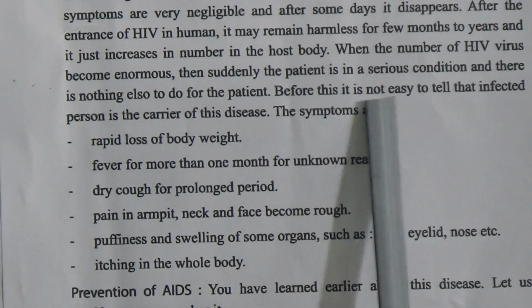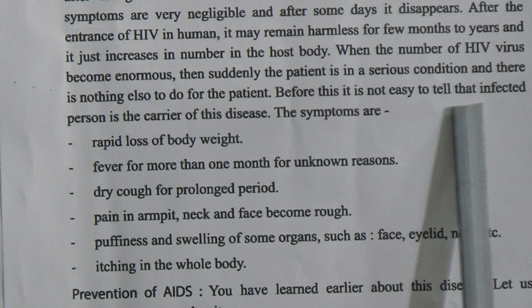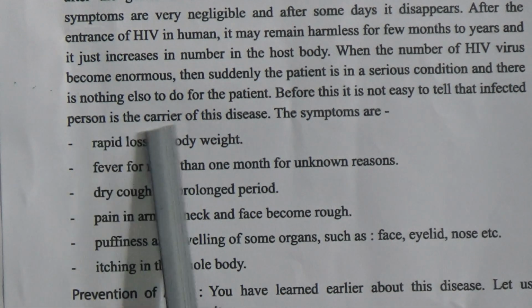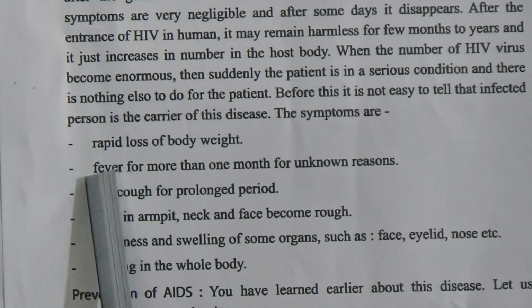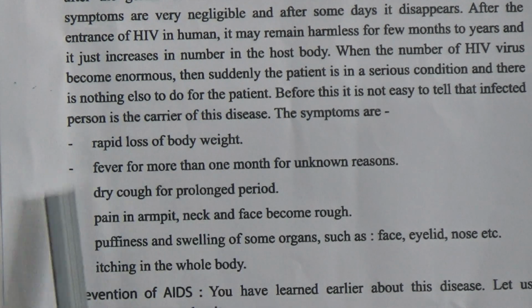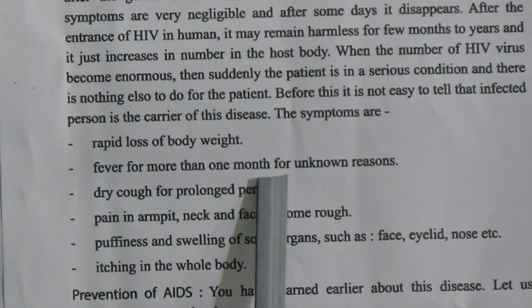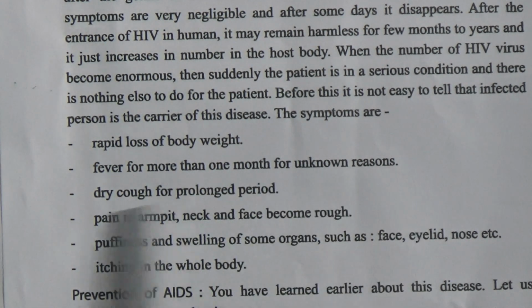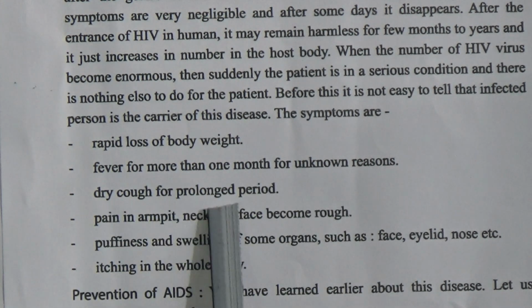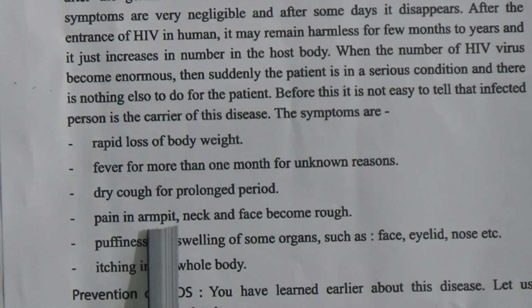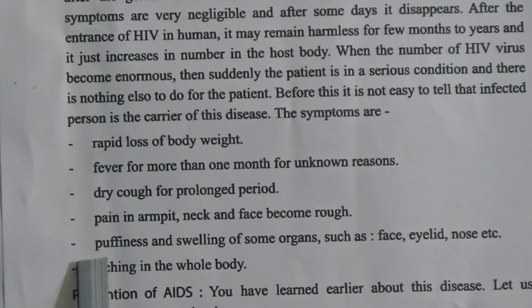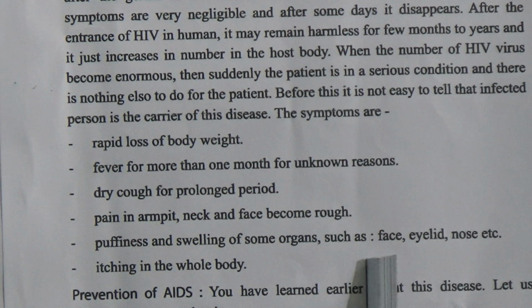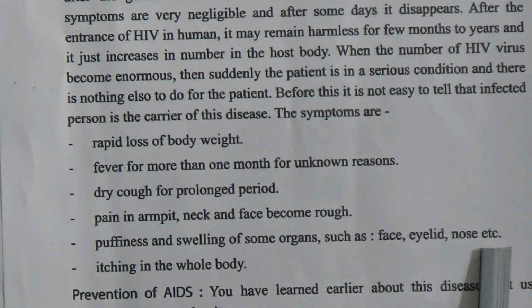Before this, it is not easy to tell that an infected person is the carrier of this disease. The symptoms are rapid loss of body weight, fever for more than 1 month for unknown reason, dry cough for a prolonged period, pain in armpit, neck and face become rough, puffiness and swelling of some organs such as face, eyelid, nose, etc.